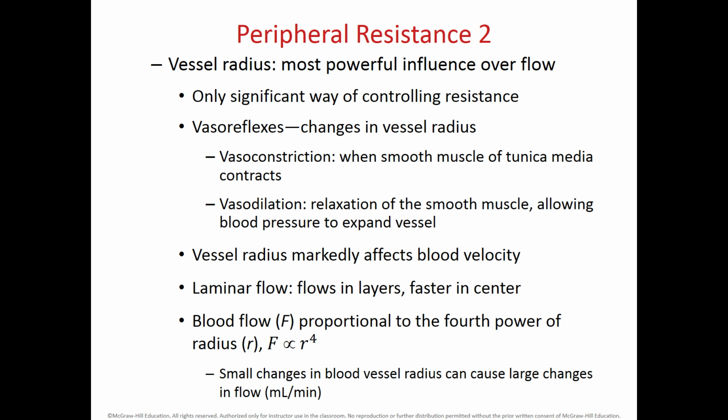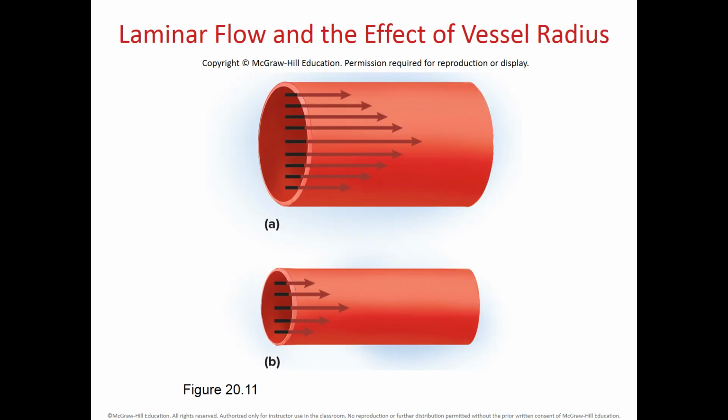And the blood flow, as it shows here in this formula, is directly proportional to the fourth power of the radius. So a small change in the radius of the blood vessel can increase your resistance to a greater extent. And this is just to show you what happens when you decrease the blood vessel radius.